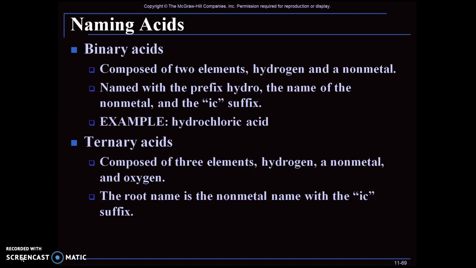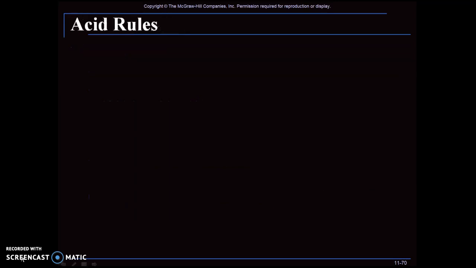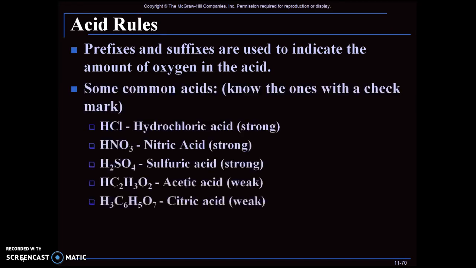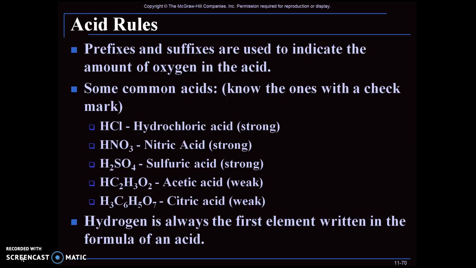Ternary acids are composed of three elements: hydrogen, a nonmetal, and oxygen. The root name is the nonmetal name with the "ic" suffix. Prefix and suffix are used to indicate the amount of oxygen in the acid. Some common acids are hydrochloric acid, nitric acid, and sulfuric acid. Acetic acid is a weak one, and citric acid is a weak one. The other top three are the strong acids. Hydrogen is always the first element written in the formula of an acid.